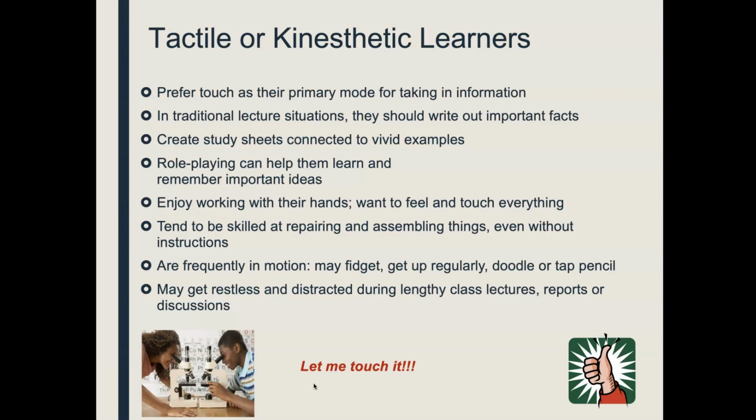When both of these types of students were in elementary and were learning to read, the teacher would say, put your finger under the word and follow along as I read. And the tactile or kinesthetic learner was doing great in reading and comprehension. When they stopped doing that, some of them fell off, their grades fell off, and their reading skills fell off. They'll create study sheets connected to vivid examples. They might also be the people that doodle in their notebook while they're taking notes.